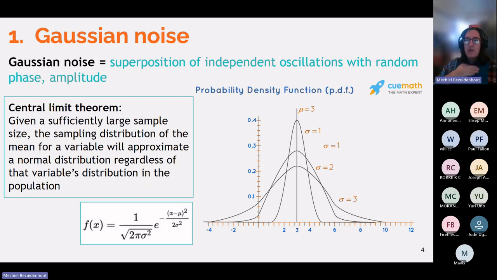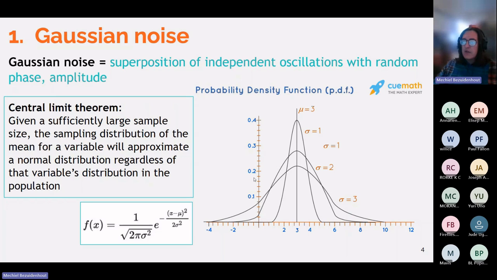And there's a theorem in statistics called the central limit theorem, which states that if we have a bunch of random independent processes, we take the mean for a variable on each, and we plot the distribution of the means of that variable, we get a probability density function like on the right, in the form of a Gaussian function, also called a normal distribution or a bell curve.